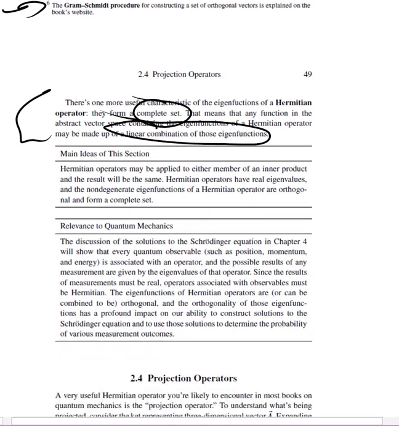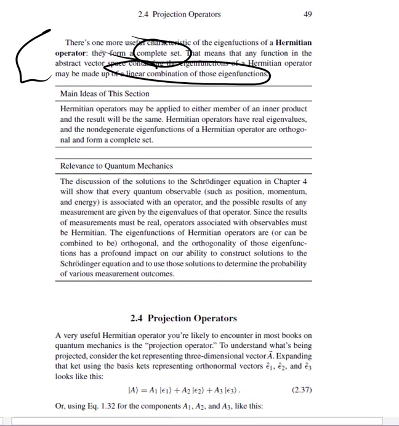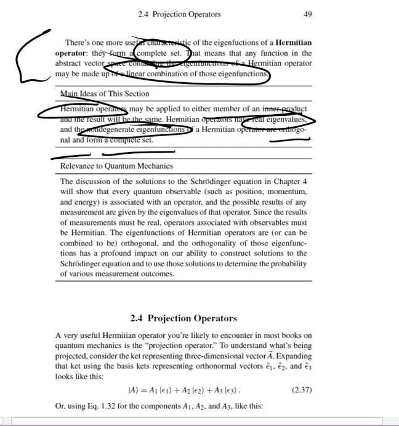So, some important ideas in this section. First of all, Hermitian operators. They can be applied to either member of an inner product and you'll get the same result. They also must have real eigenvalues, and their non-degenerate eigenfunctions are an orthogonal complete set.